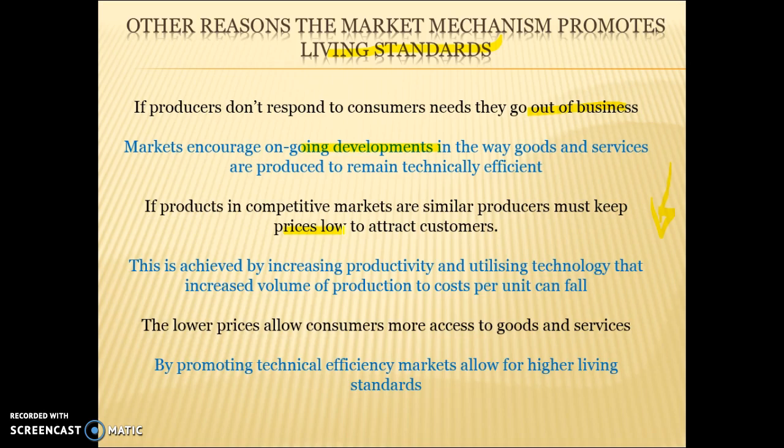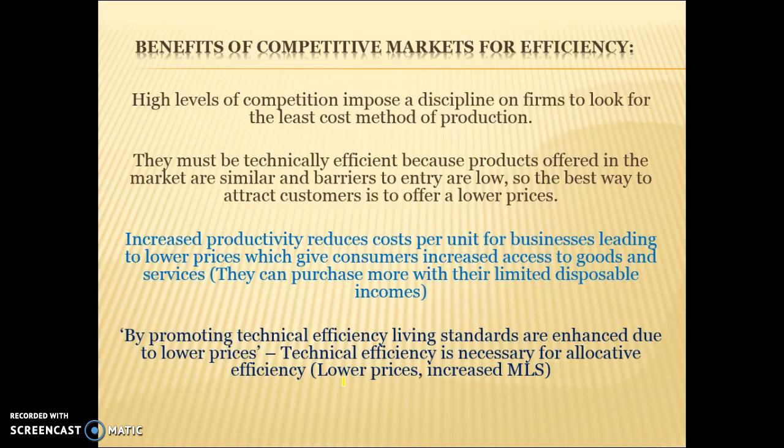Producers are productive because they're always looking at better ways to do things because of the high level of competition. And that high level of productivity leads to lower prices, which allows us to buy more goods and services and improves our material living standards. This promoting of technical efficiency helps to boost our material living standards. Lower prices, more output, we get produced what we want because the businesses are responsive to the price signals. And there's always innovation as well.